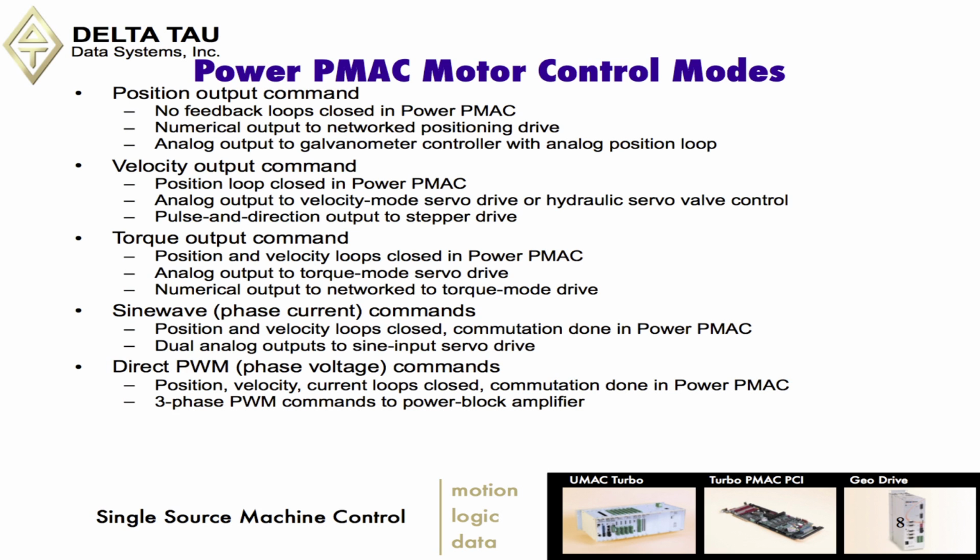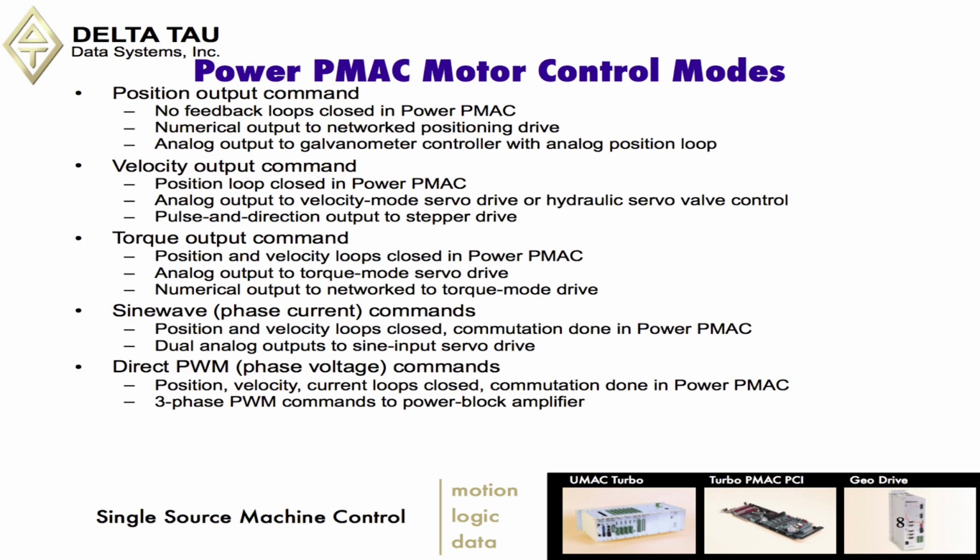Then there's the sine wave phase currents command. So this is where position and velocity loops are closed. The commutation is done in Power PMAC, but the drive is taking care of the current loop inside of the drive. So normally what you would have in this mode is two analog outputs from Power PMAC going to the drive.